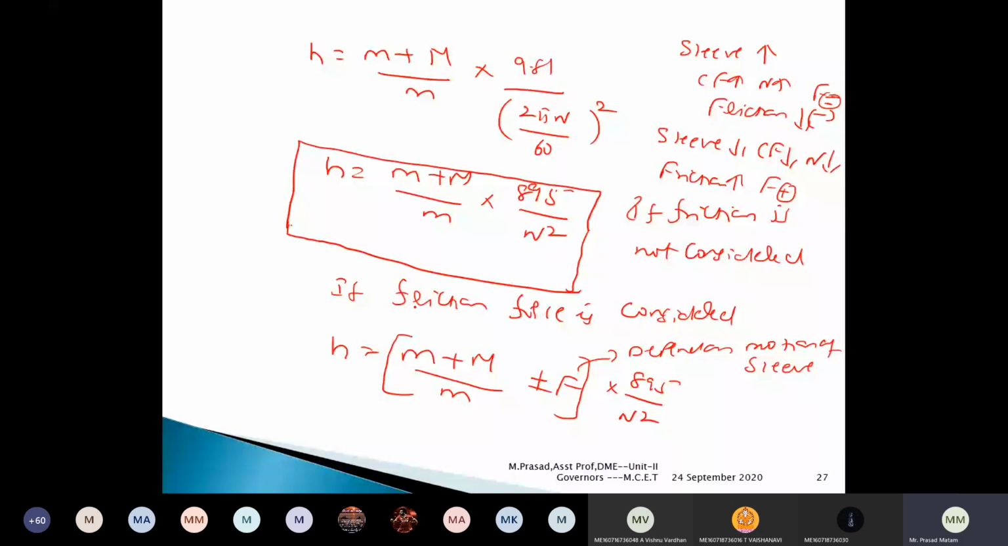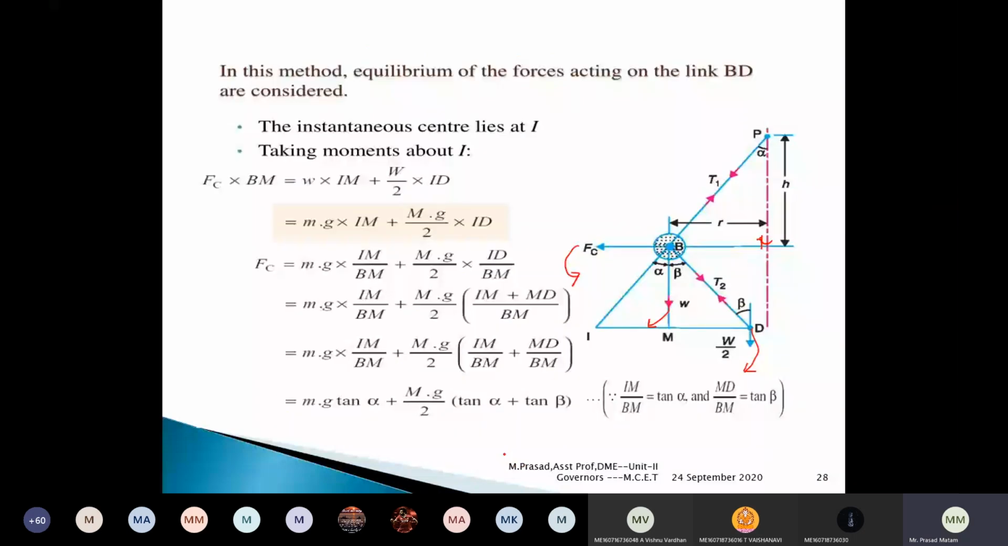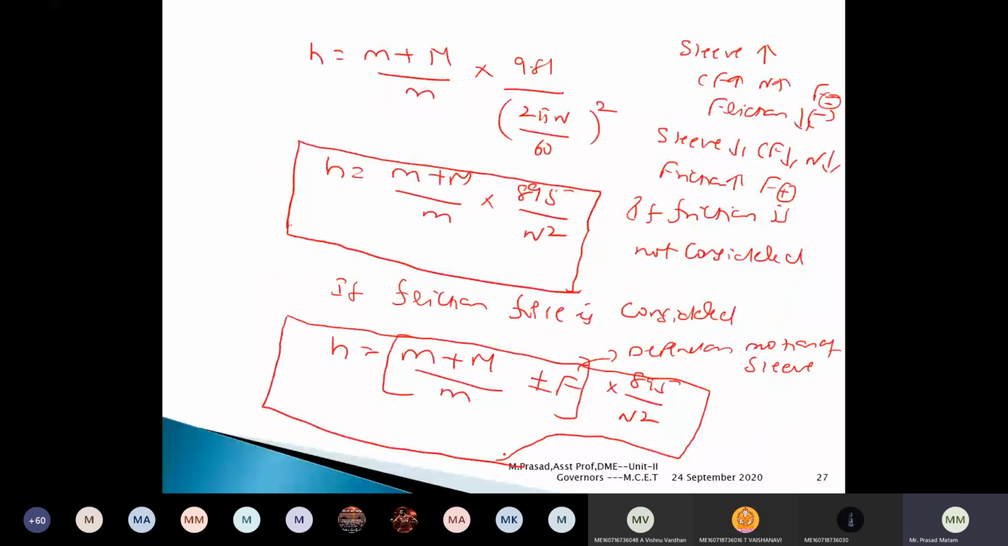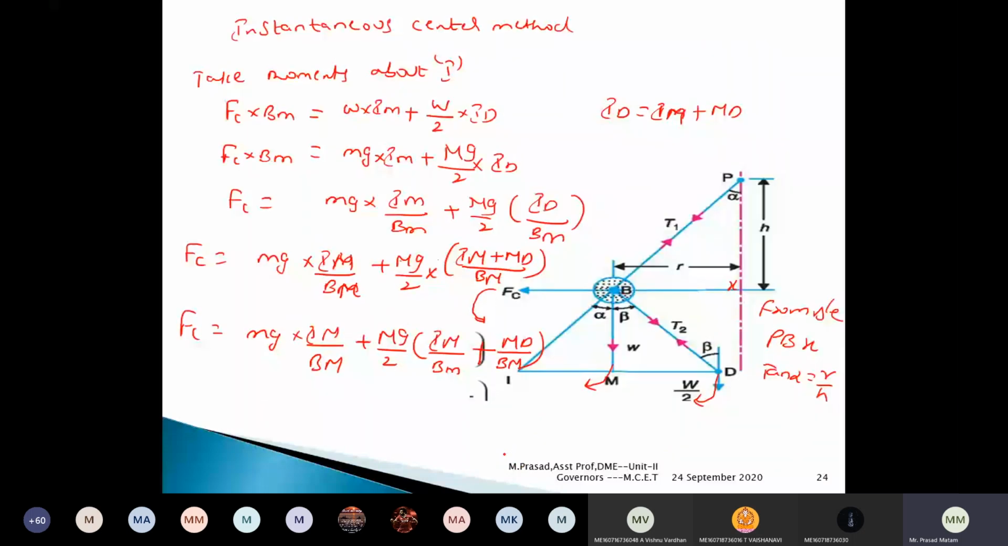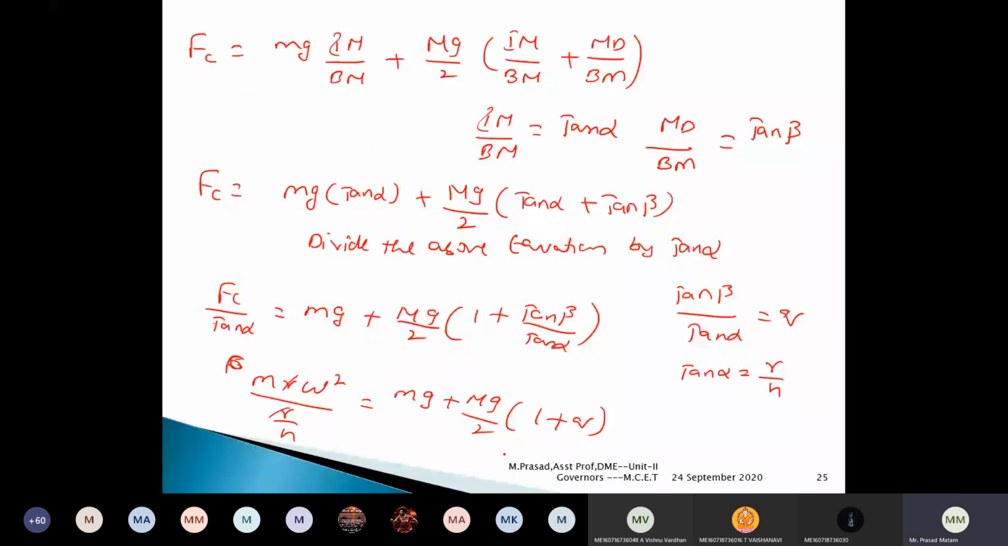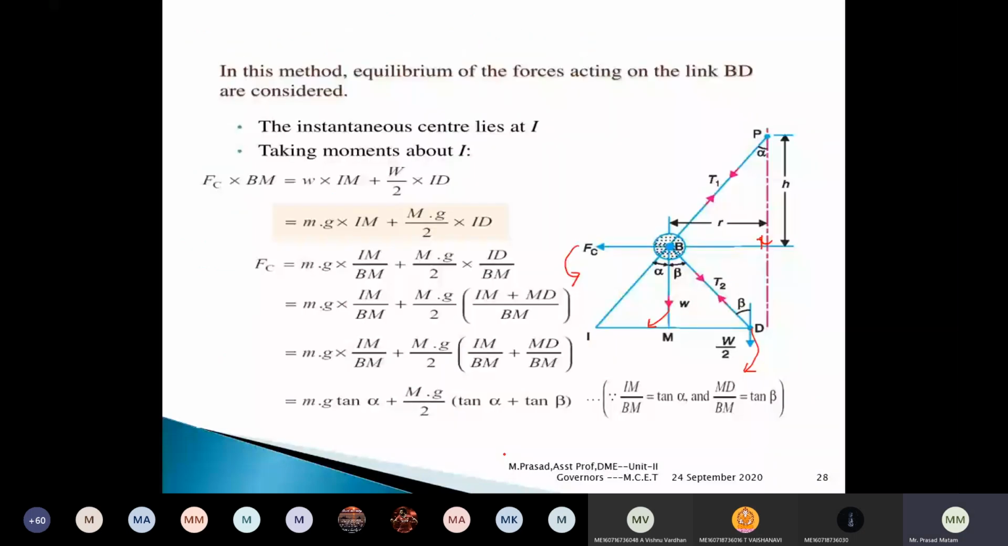Next I will continue the problems on the Porter governor. This is the relationship between speed and height of a governor. We have derived the total equation. This is the instantaneous center method I have derived right now. Tomorrow I would like to derive the next method. What is the next method? By resolving the forces.